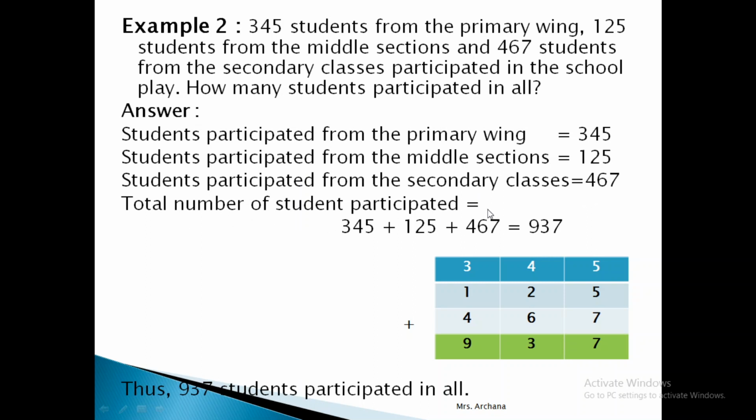So total number of students participated is 345 plus 125 plus 467. So here I have done the addition, and the addition value is 937. So how we will write? Thus 937 students participated in all.